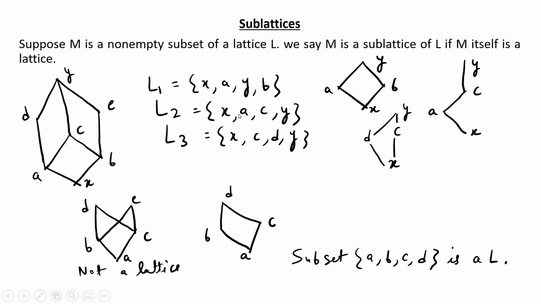Then L2, X, A, C, Y. This is a sublattice. Then L3, X, C, D, Y. This is a sublattice. Then there may be a case when the subset is a lattice and the actual set is not a lattice. So this is the case. This diagram is not a lattice, but A, B, C, D subset is a lattice.